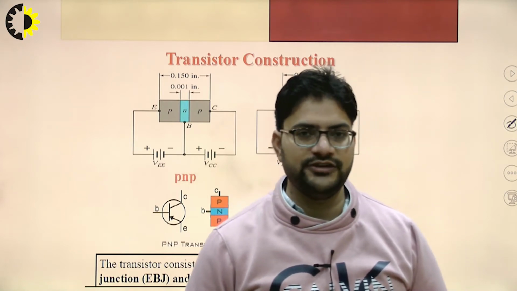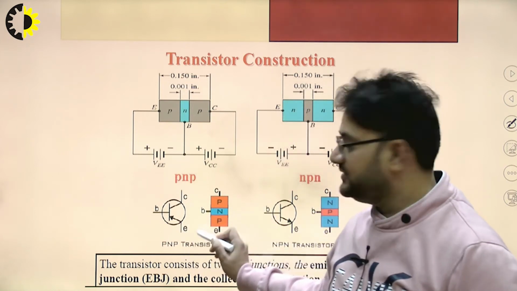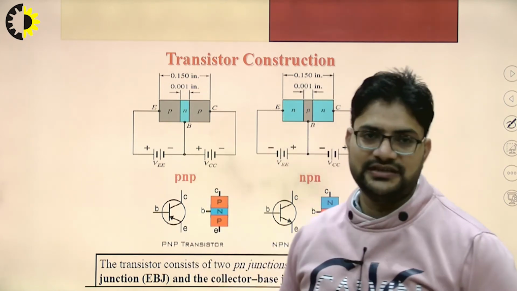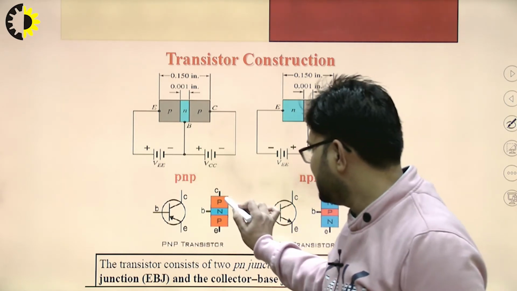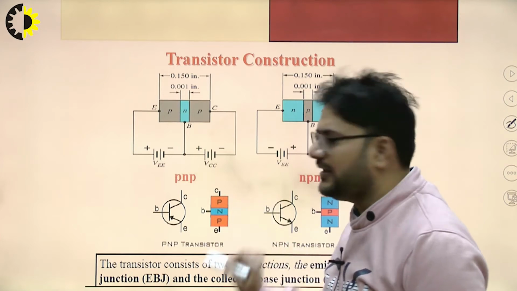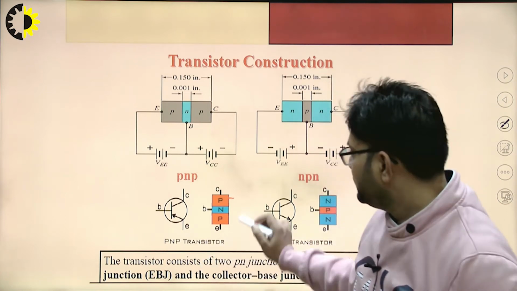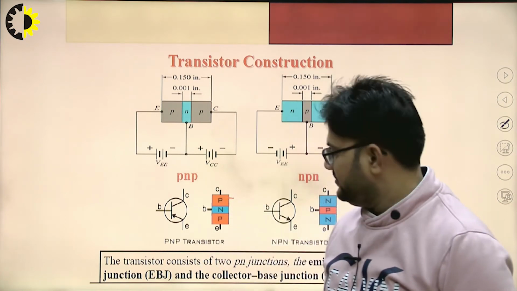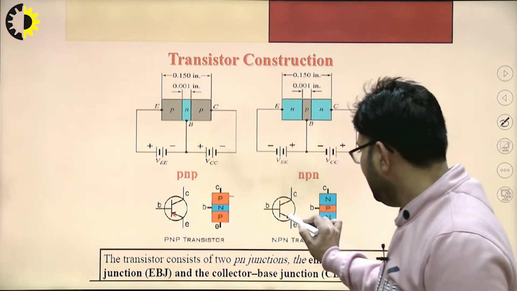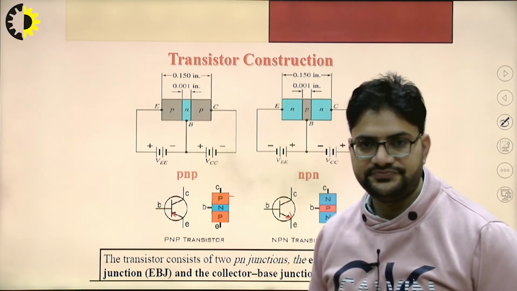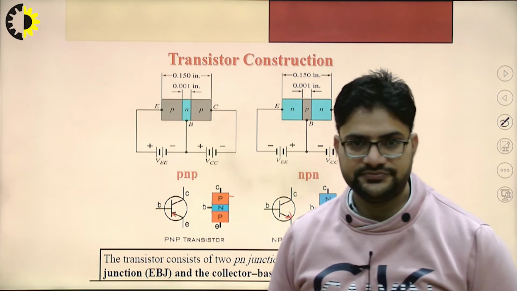In that video, we had discussed that the emitter side and collector side will have the same type. If I make this a P type semiconductor, the emitter will be a P type semiconductor. For the PNP transistor, this arrow will be inward, and for the NPN transistor, this arrow will be in the outward direction. This is how we identify the PNP transistor and the NPN transistor.